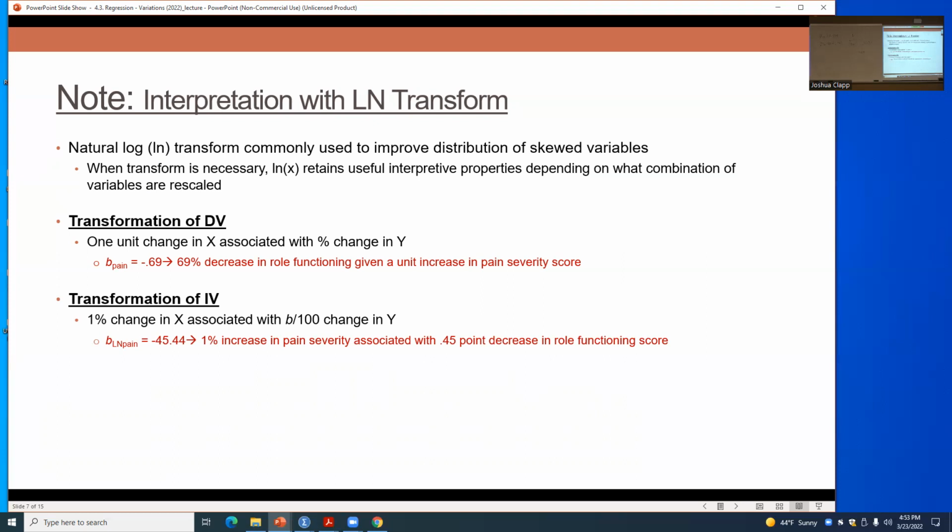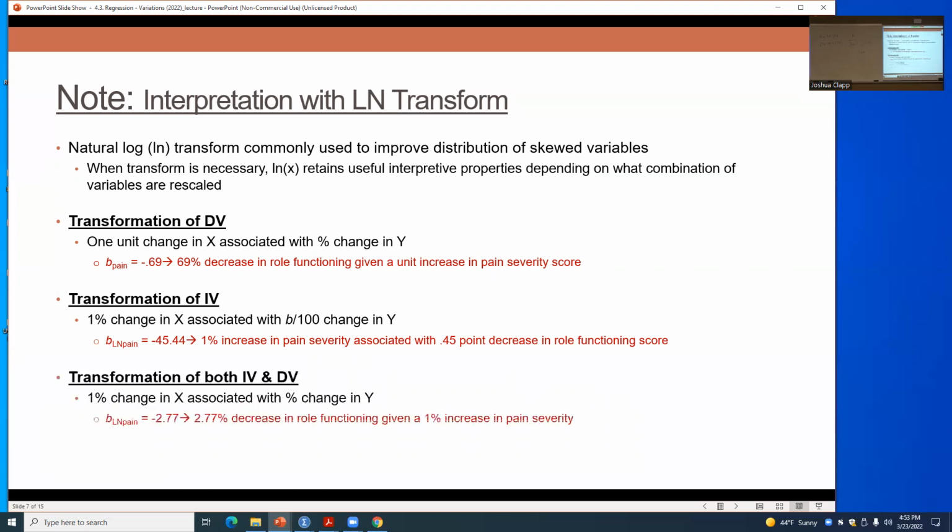I could interpret that to say a 1% increase in pain severity is associated with a 0.45 unit decrease in role functioning score, right? This is if I just transform the X as opposed to the Y, okay? And if I were to transform both, okay, I've taken a log transform of my X, log transform of my Y.